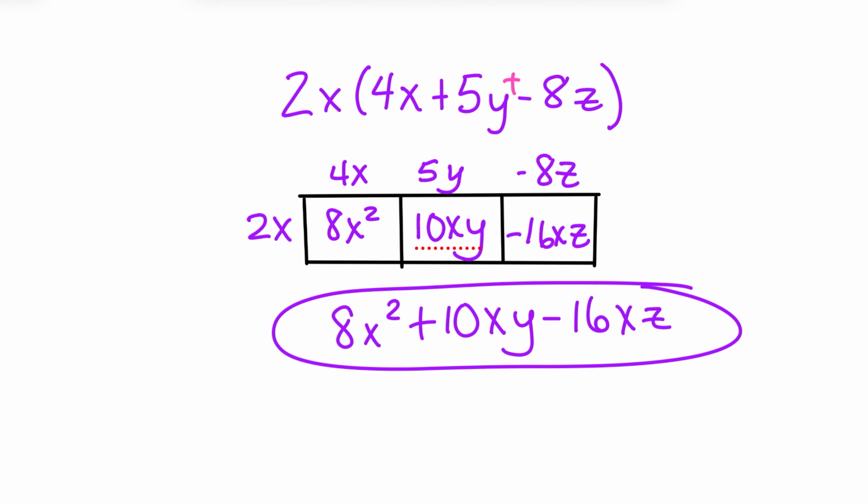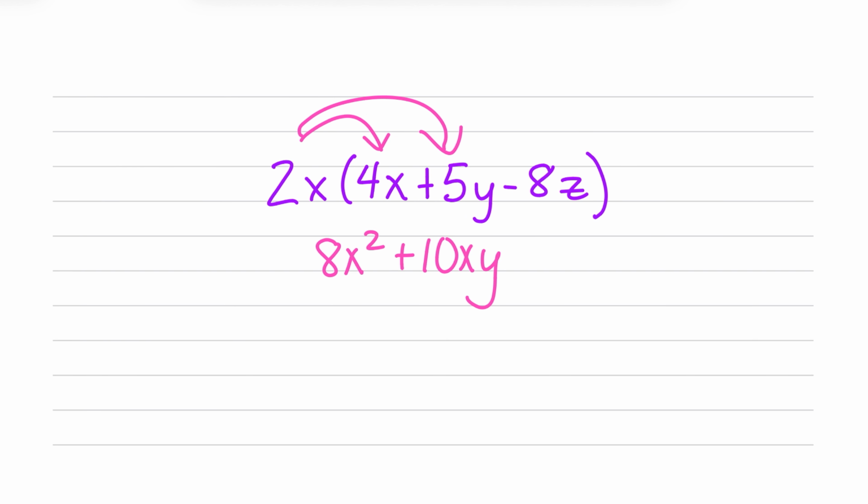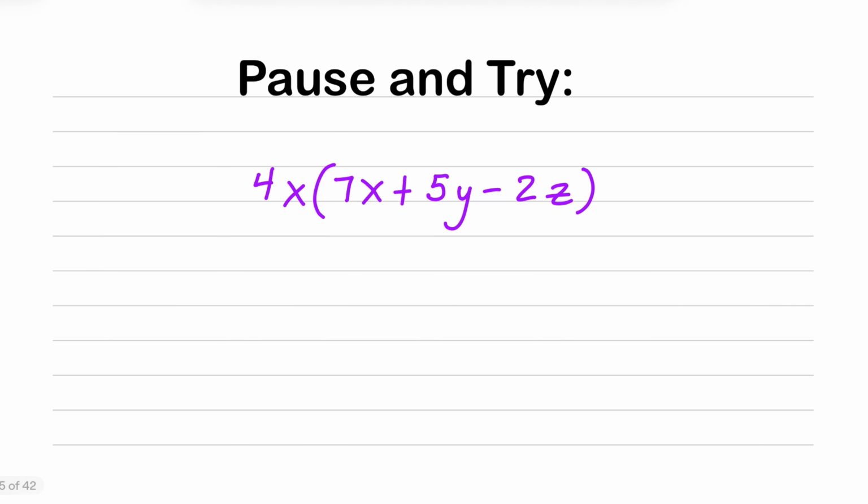Let's use this one more time with the distributive property and arrows. 2x times 4x is going to give us 8x squared. 2x times 5y gives us 10xy. 2x times negative 8z gives us negative 16xz. Now it's your turn. Please pause and try.